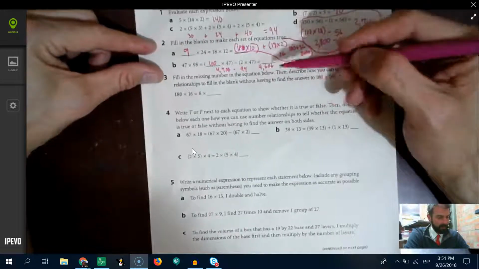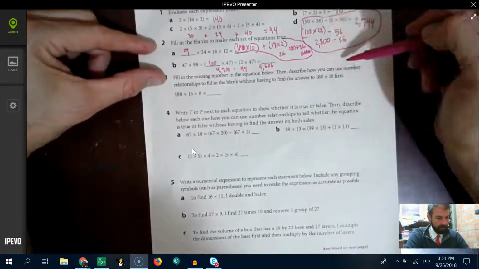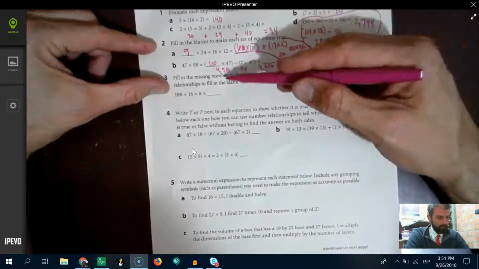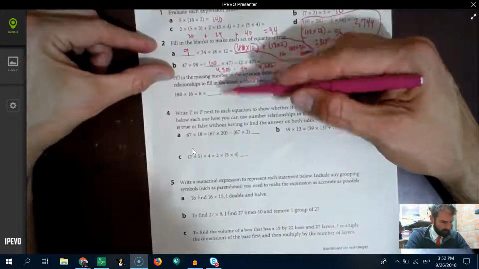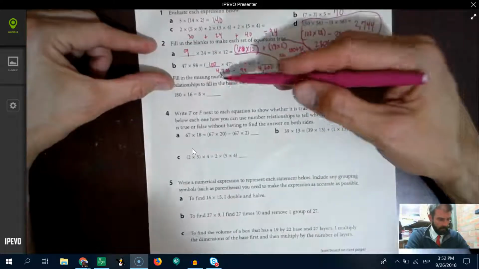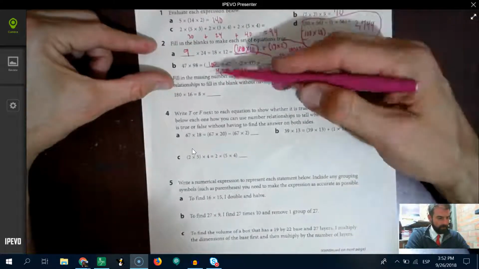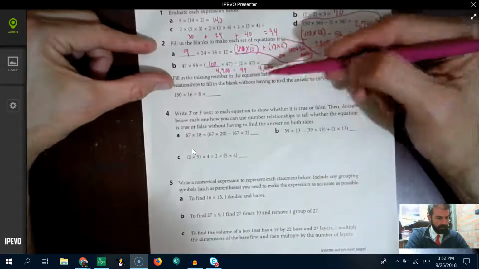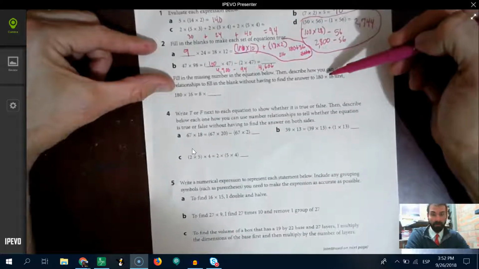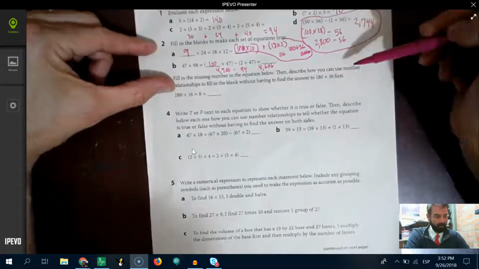Fill in the missing number in the equation below. Then describe how you can use number relationships to fill in the blank without having to find the answer to 100 times 80 times 16 first.